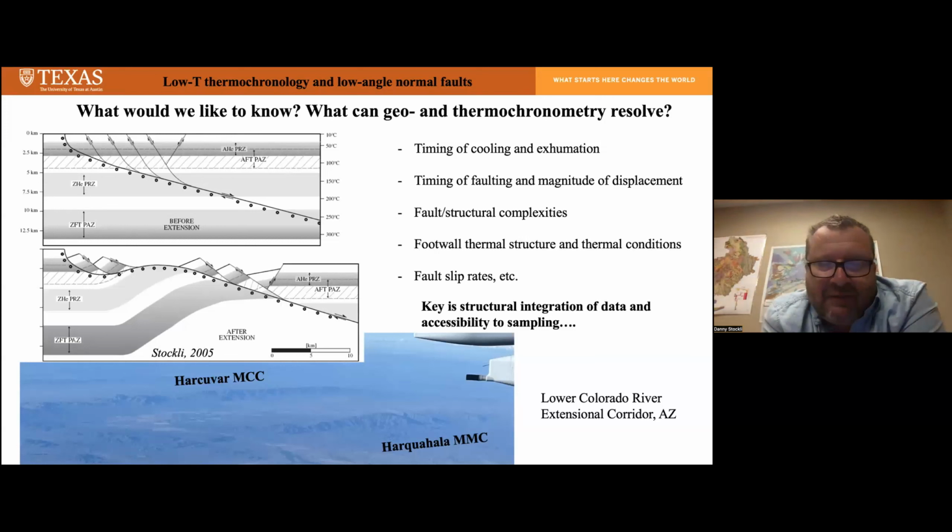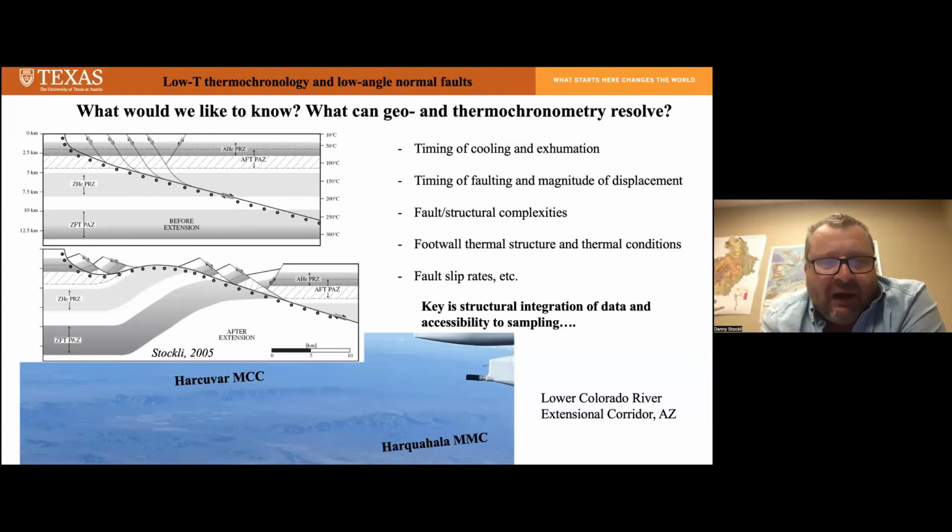So, thermochronology, or low temperature thermochronology, does a really good job at doing this, and we've been doing this for like 30 years, in the brittle upper crust. So I just want to first look at the brittle part of detachment faults. And what's key ultimately is the structural integration, as well as the accessibility to samples.